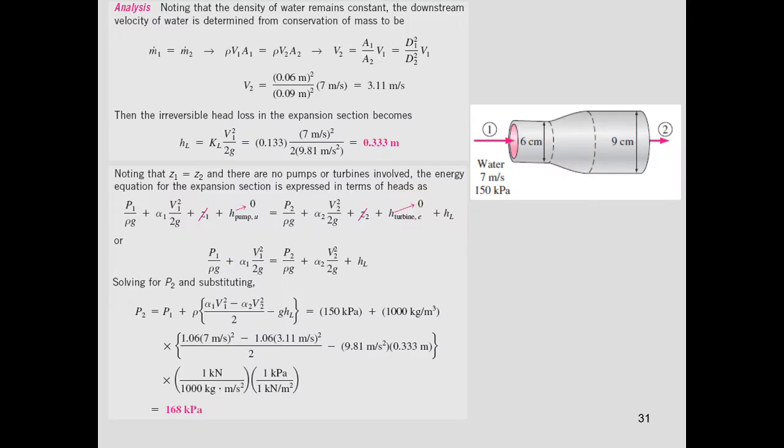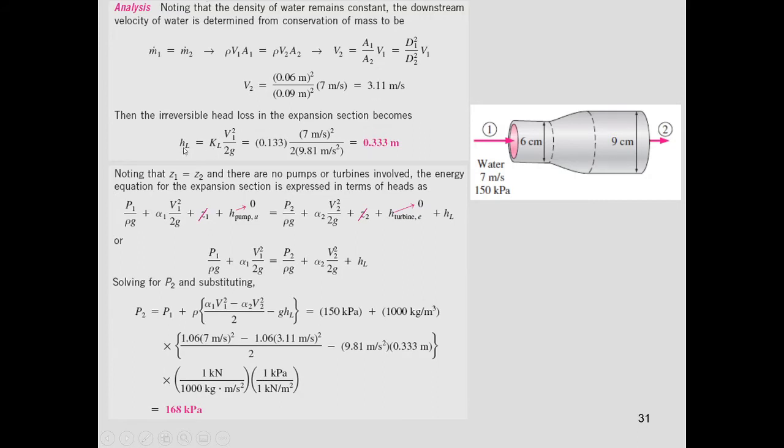Using the information KL equal to 0.133, you also have the information that V1 is equal to 7 meter per second. You don't know the velocity at the second pipe, so what you need to do is, as you learned before, V times A: V2 times A2 equal to A1 times V1. So the velocity at the second pipe is equal to D1 squared over D2 squared times the velocity at pipe 1. So you get the velocity at pipe 2 equal to 3.11 meter per second.